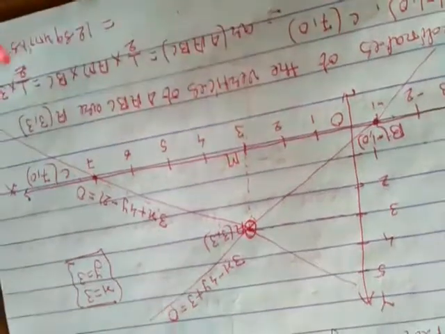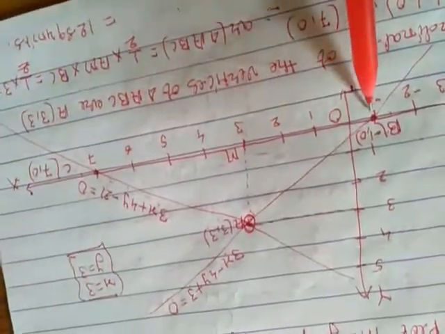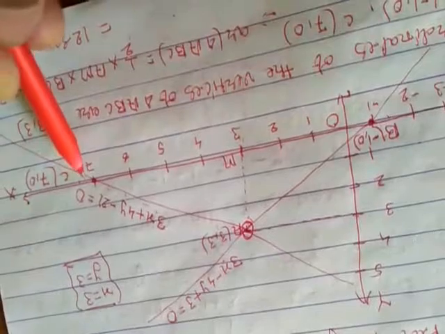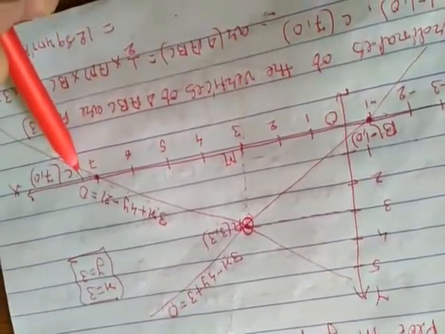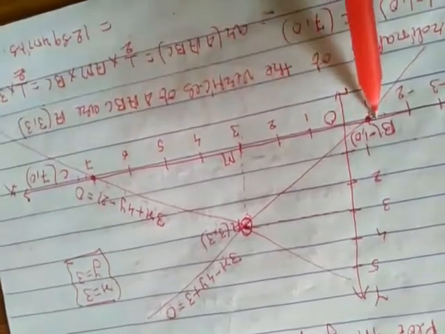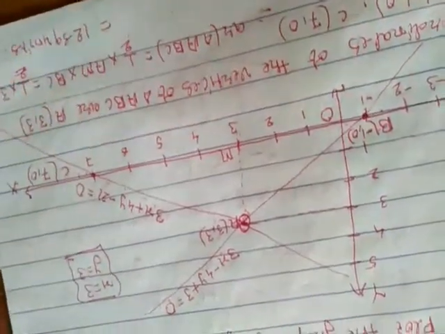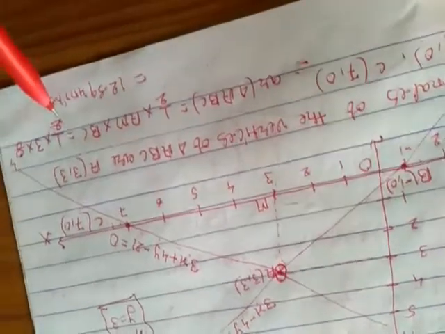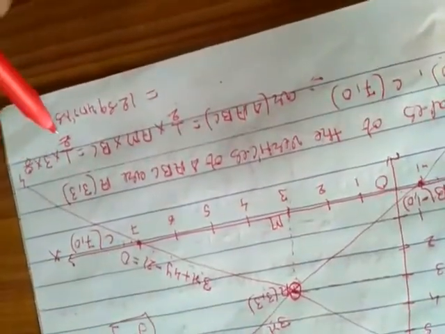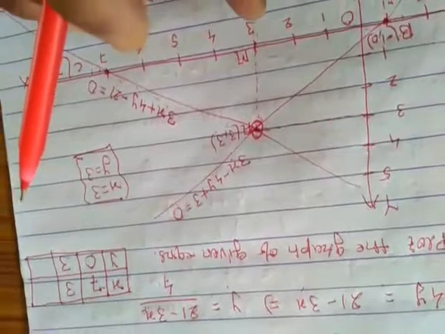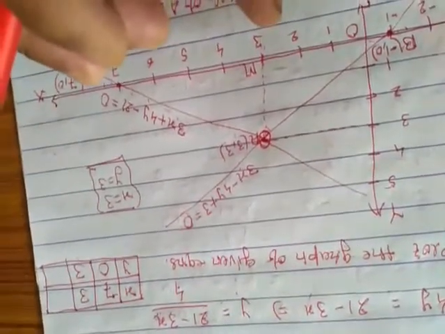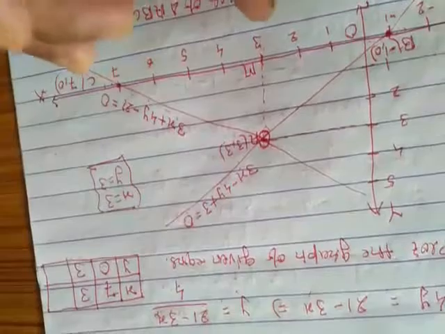So AM equals 3, and BC means the distance from B to C, that is 8 units, because 7 units on the right side of the x-axis and 1 unit on the left side. So total 8 units. Now put the values. Half into 3 into 8, 2 fours are 8, 3 fours are 12 square units is the required area of the triangle which is formed between the two straight lines and the x-axis.